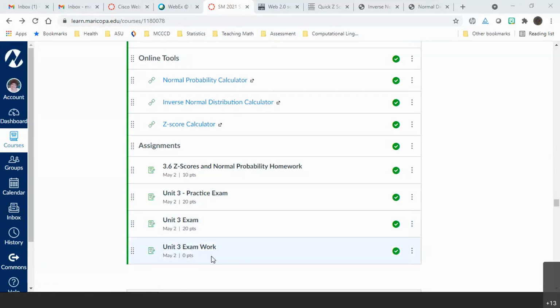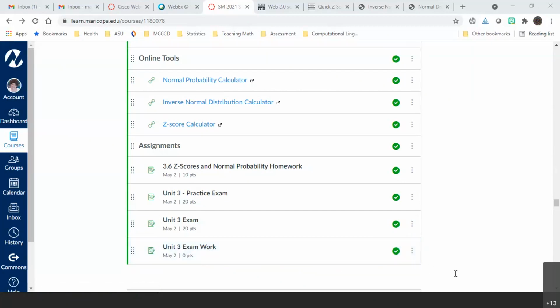When you're done, take photos or scan in your work and upload it. Just so you know, some of you have been saying, I can only upload one picture. Well, you should be able to upload multiple files to the exam work. But if you don't want to do that, there are free apps online that will let you take a bunch of photos you've taken with your phone and create a PDF that you can then upload. So however you do this.